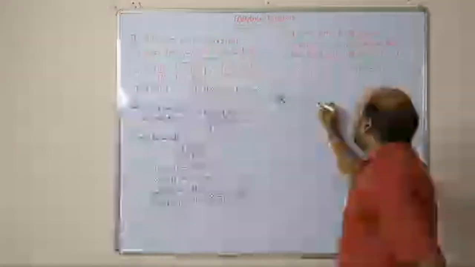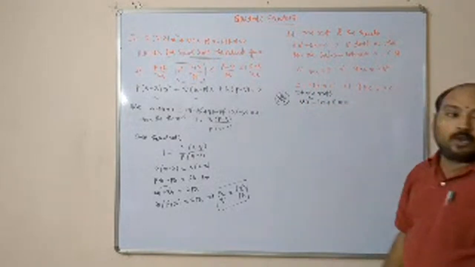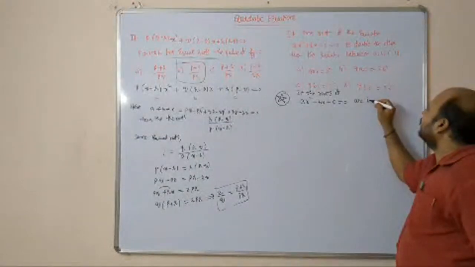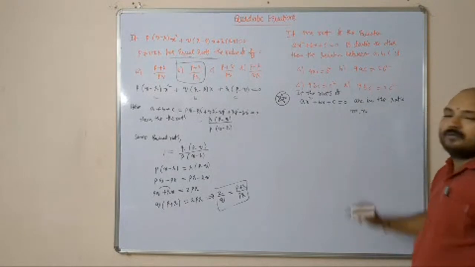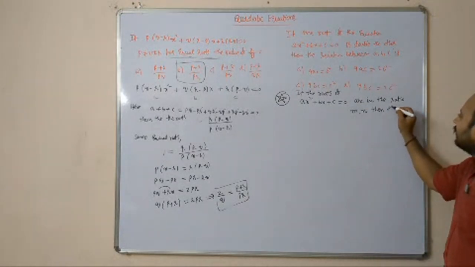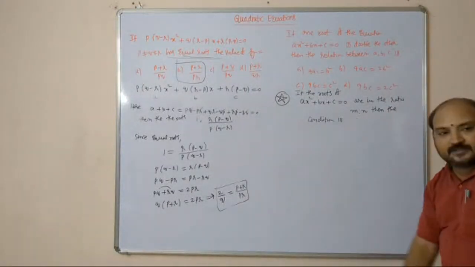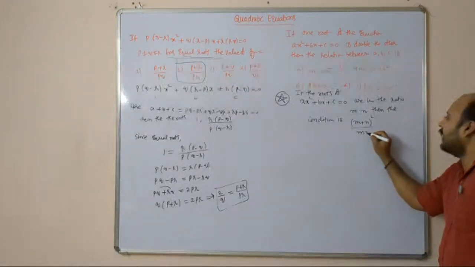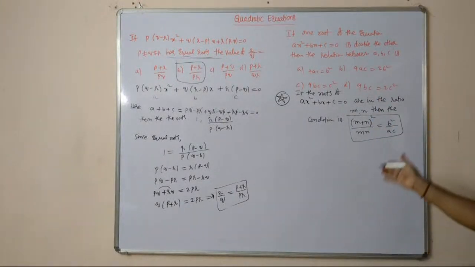If the roots of ax square plus bx plus c equal to 0 are in the ratio m is to n, then the condition is (m plus n) whole square divided by mn is equal to b square by ac. This is a very, very important condition.